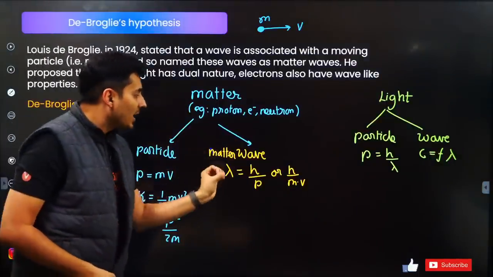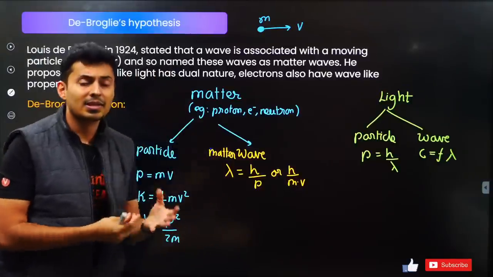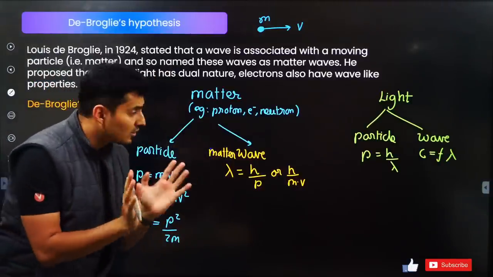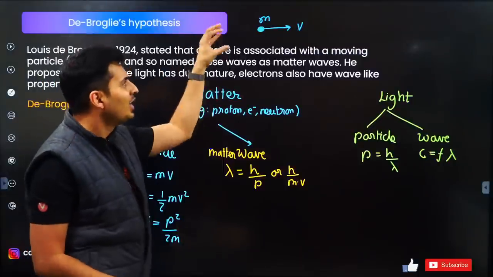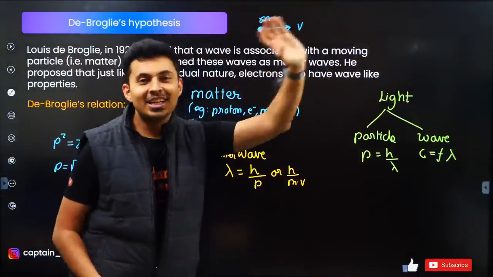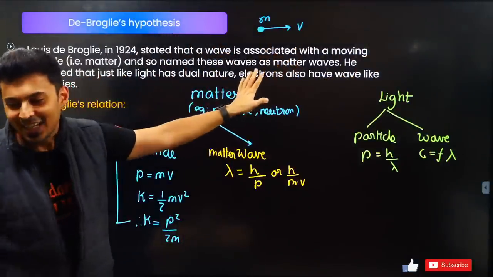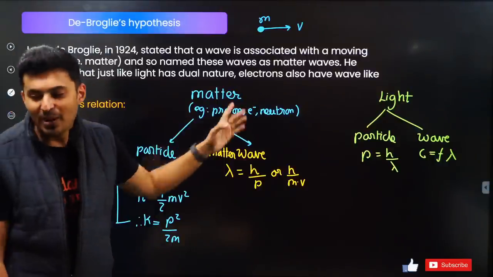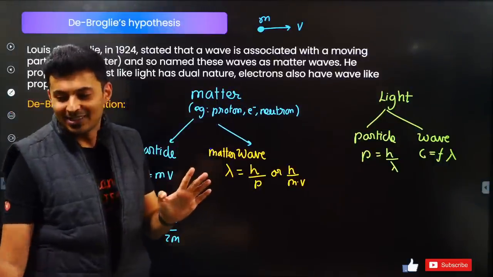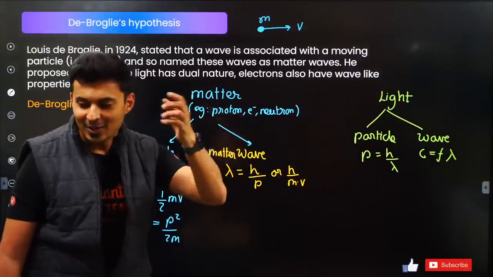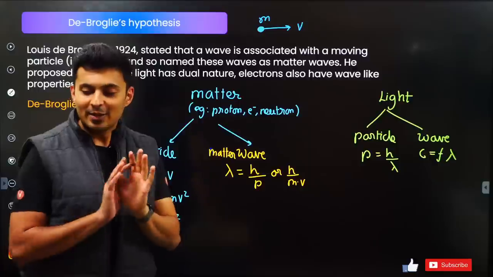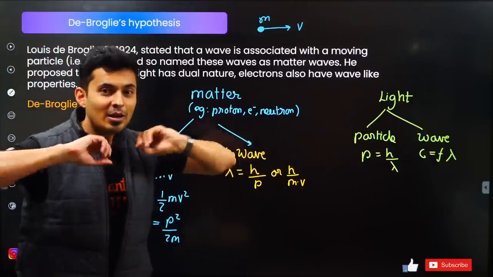But when I say that it has wave-like characteristics, it does not mean it moves like this. How many of you thought that matter wave means the particle actually goes like this? That is completely wrong. Can we say matter waves have mass? No, matter waves don't have mass. The particle nature of the matter wave has mass. Matter wave is just a wave. It's just a flow of energy.